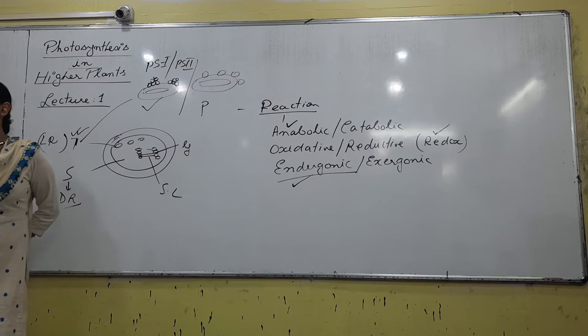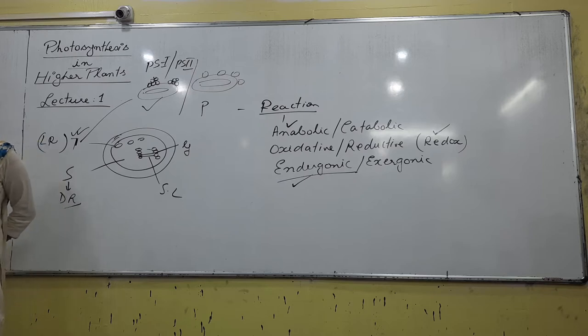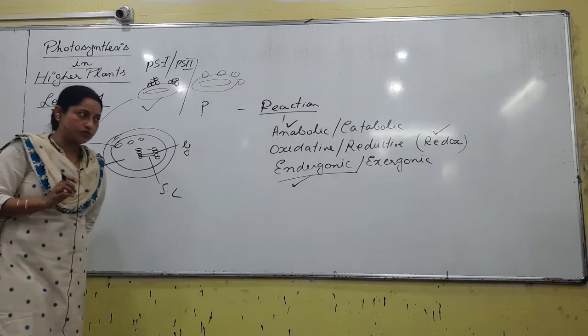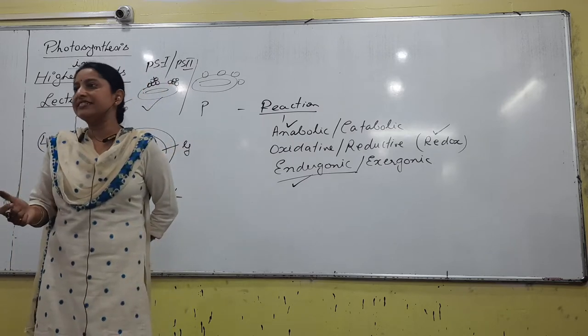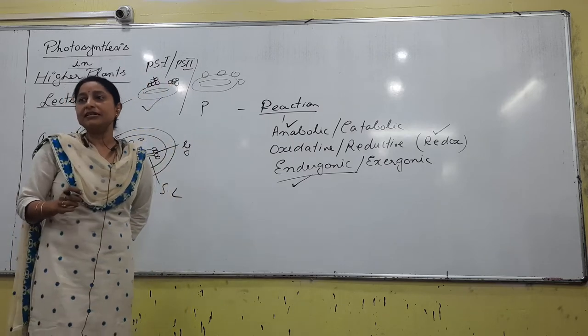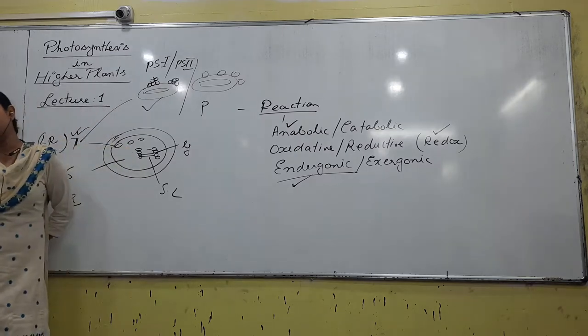Clear? Photosystem 1 or photosystem 2. We know photosynthesis starts by taking in light. Who takes in light? The pigments take in light. Where will you find the pigments? In the outer membrane of the thylakoid.